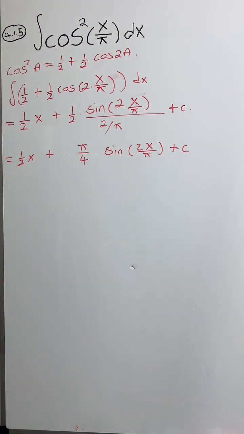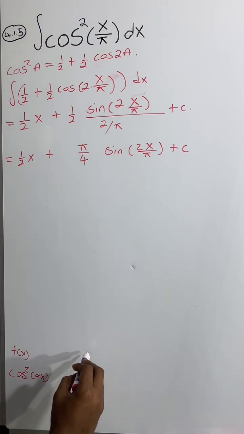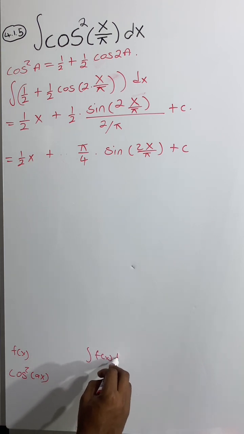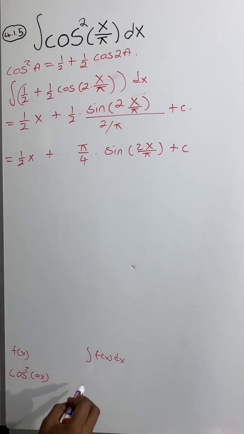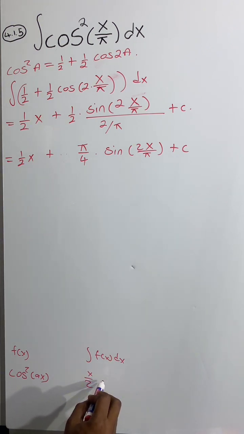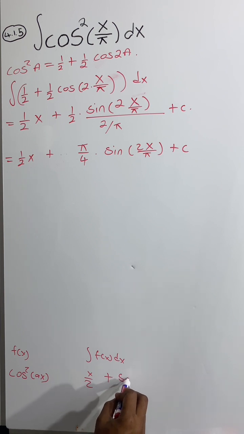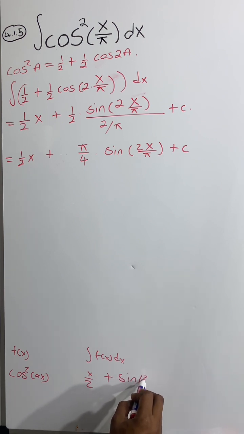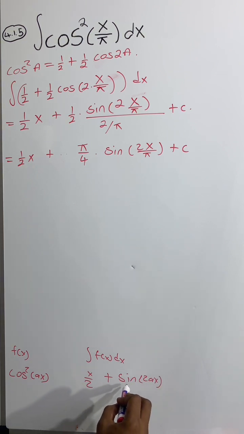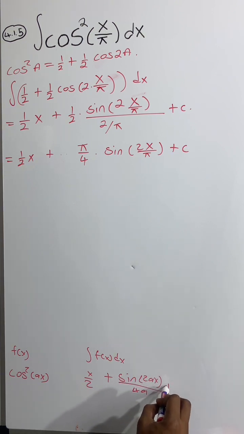On our formula sheet, given f of x as cos squared ax, we are told that the integral of f of x dx is equal to x over 2 plus sine of 2ax over 4a plus c.